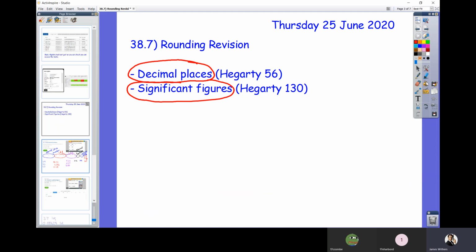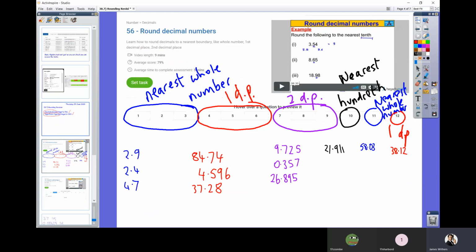So you are going to have to do two Hegartys today, Hegarty 56 and Hegarty 130. I will then average the 2 marks and pop that over onto Teams. So the first one's very quick, the second one's slightly longer. Let me just remind you how to round decimal numbers. Again, I'm going to do this quickly, so if you get stuck, you'll just have to play the video back.